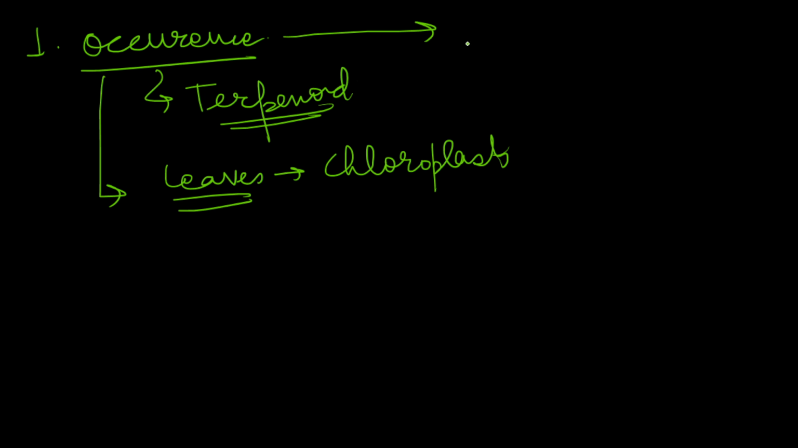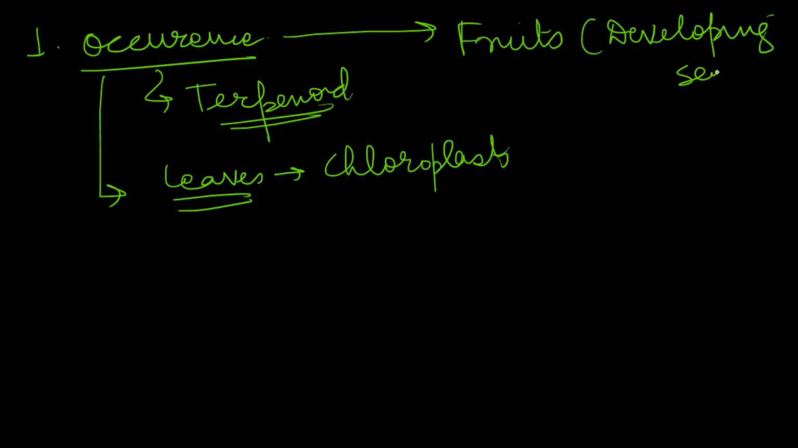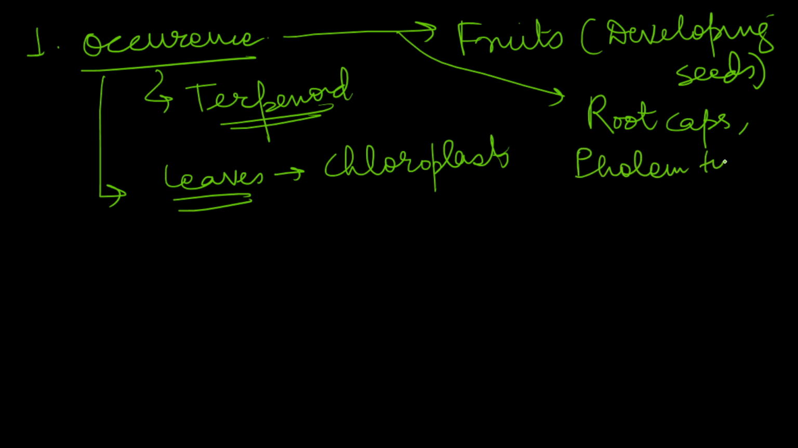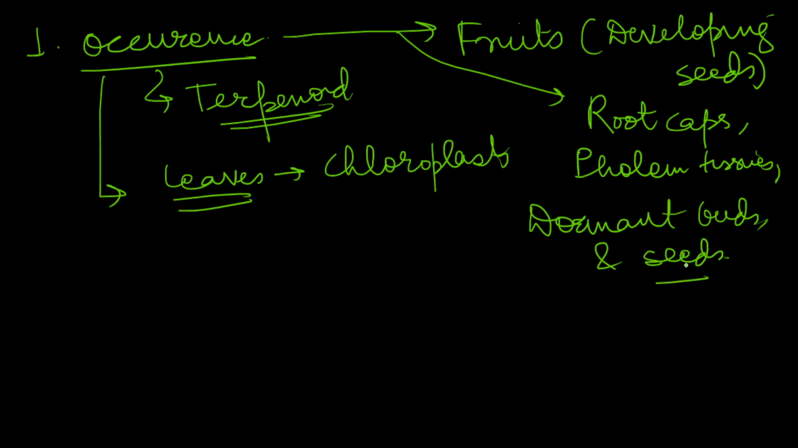You can find it in fruits, especially when fruits are developing seeds. While fruits are developing seeds, you will find the amount of ABA there. You can find it in root caps, in phloem tissues, and in dormant buds and seeds. Why? Because ABA promotes dormancy. So if a bud or a seed is dormant, obviously ABA will be there. So these are the places where ABA can be naturally found.